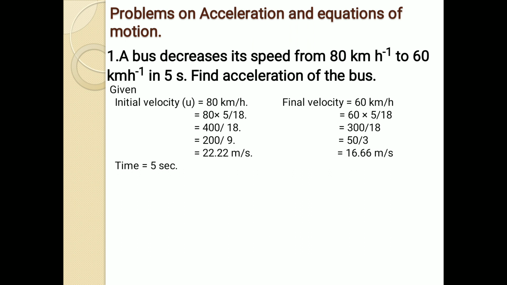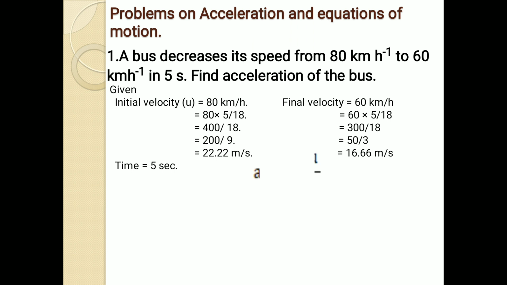If you go for final velocity, same way, 60 kilometer per hour. So kilometer per hour we have to convert into meter per second. So multiplied by 5 by 18. So 60 into 5 is 300. So 300 divided by 18. Further, if you simplify, 50 divided by 3. So 50 divided by 3 is 16.66 meter per second. So this is conversion from kilometer per hour to meter per second. And time they have given 5 seconds.